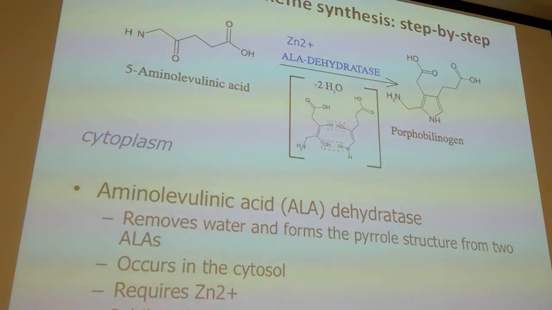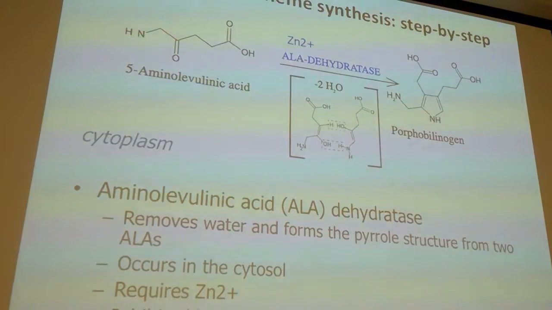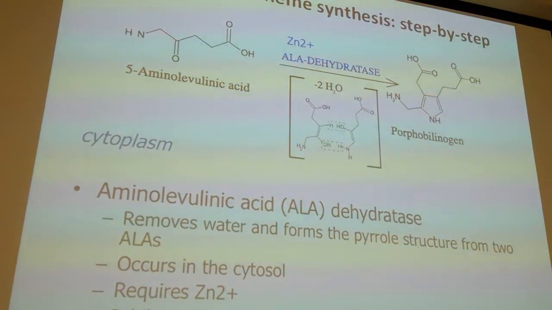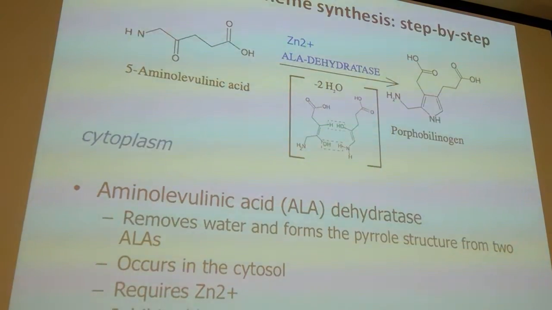Okay. So we have this 5-aminolevulinic acid. This can be joined together to form our pyrrole ring, porphobilinogen, and this occurs through ALA dehydratase. So it's joining two ALAs, two aminolevulinic acids, to form this chiral ring structure. And this is occurring in the cytoplasm, and it requires zinc. And it's also interesting that this enzyme is inhibited by lead. So it's going to be important in lead poisoning, which can lead to anemia.